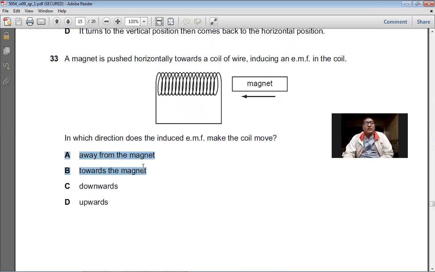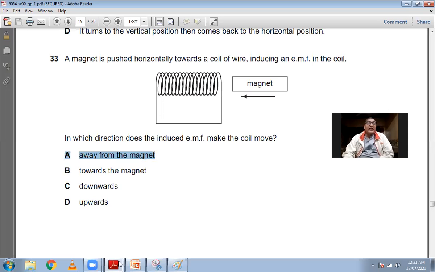Towards the magnet, no. Downward, no. Upward, no. Because this magnet is approaching, this coil will try to move away from it. That is the law they are following. Due to the induced current, the coil will become a magnet, and it will try to move away from this magnet. So I think A is the choice.